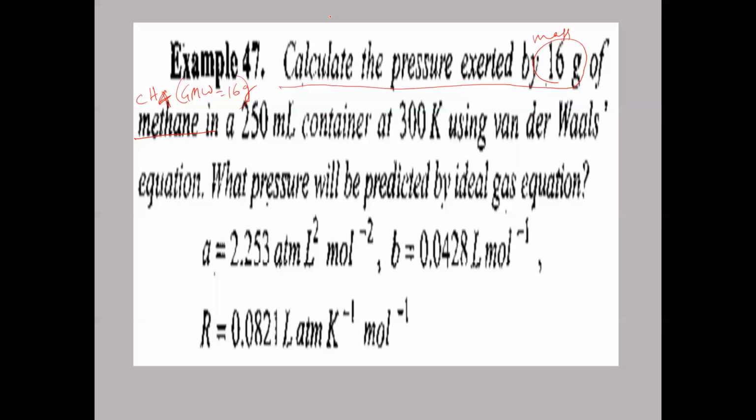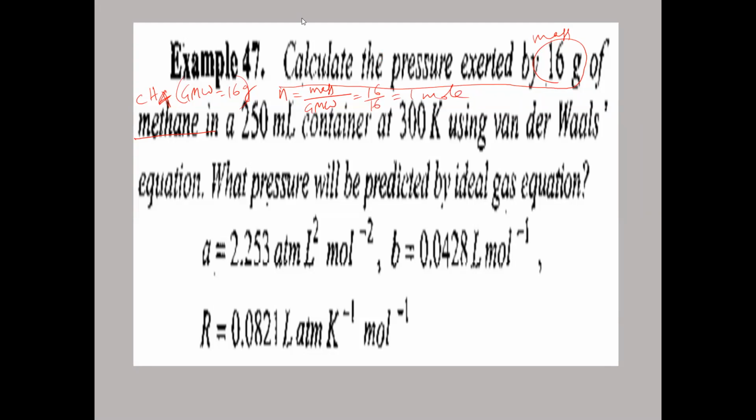And what is the given weight of methane? The given weight is 16 grams, and the gram molecular weight is also 16 grams. Therefore, how many moles? Number of moles is equal to given mass by gram molecular mass. Given mass is 16, gram molecular weight is 16. So 1 mole is taken here. Is that clear?